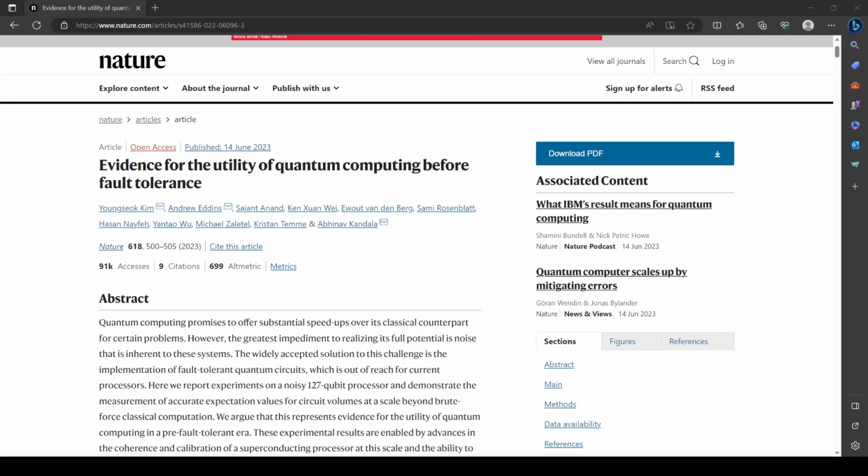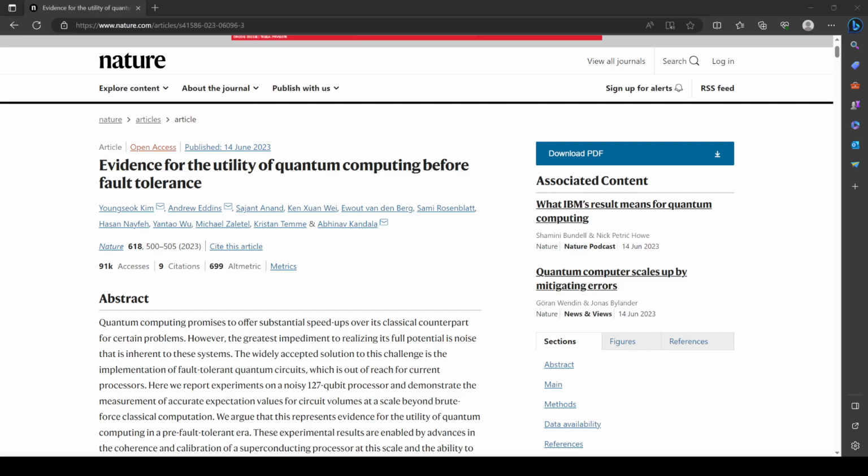Today we are talking about quantum advantage. Specifically, we'll be discussing what quantum advantage should look like and how recent developments have played into our understanding of it. So really the focus is going to be on, as you can probably guess, the recent Nature cover paper put out by, in part, a team at IBM. It's called Evidence for the Utility of Quantum Computing Before Fault Tolerance.